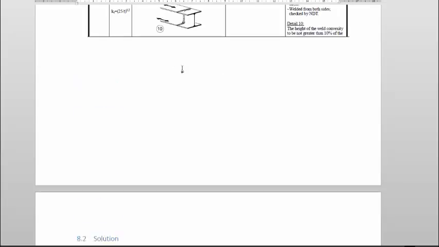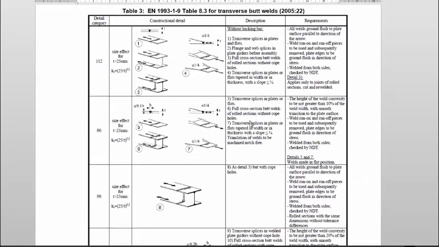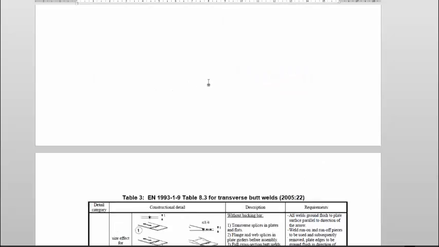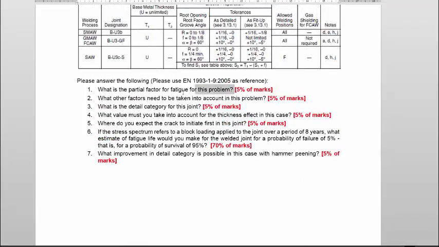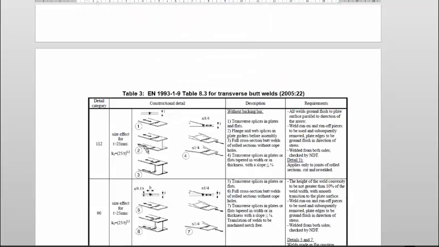Good, we've discussed the problem statement and now we will carry out the questions. Sorry, in the previous video I forgot to include this. This table was also provided with the question to give us the very specific detailed category of the applicable weld. But we will discuss it in detail a little bit further. Our first question is, what is the partial factor for fatigue for this problem?